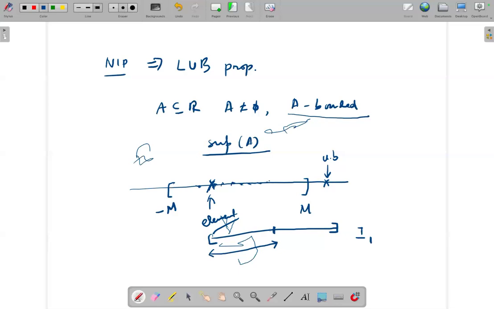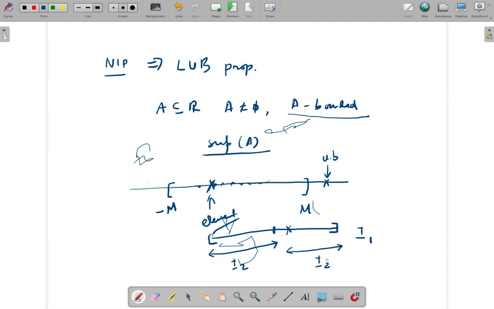I considered a midpoint of it. Now this midpoint may be an upper bound. If it's an upper bound of the set A, then I consider this new set. If it's not an upper bound, meaning what? There should be an element here. So that means now I'll consider this set. You understand the construction? From I1, I have constructed either this as I2 or this as I2.